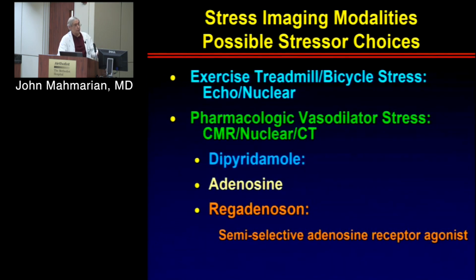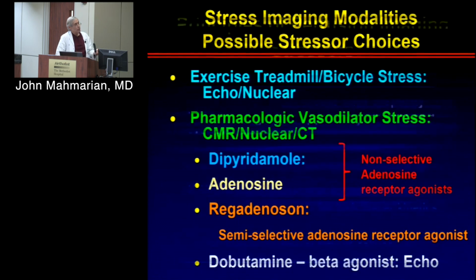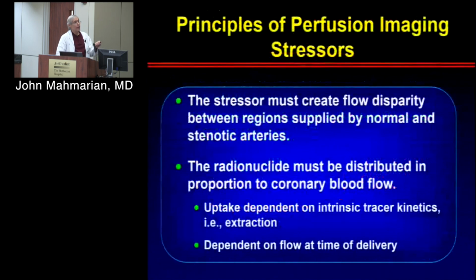Regadenoson is used very commonly now because it's a semi-selective adenosine receptor agonist, the A2A receptor agonist, so it doesn't cause a lot of other side effects that adenosine and dipyridamole did. Okay? The whole idea of using a stressor, and this is very, very important, is to create a flow disparity between normal regions and abnormal regions that are supplied by stenotic arteries.